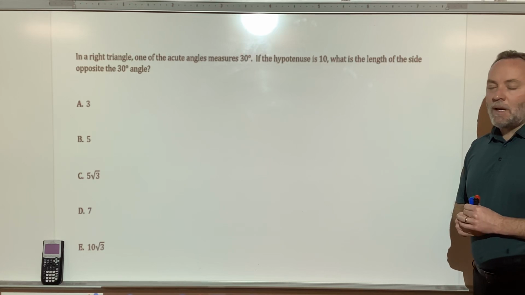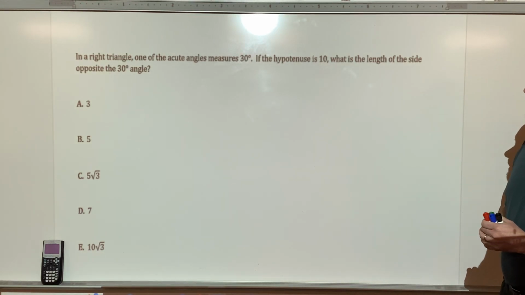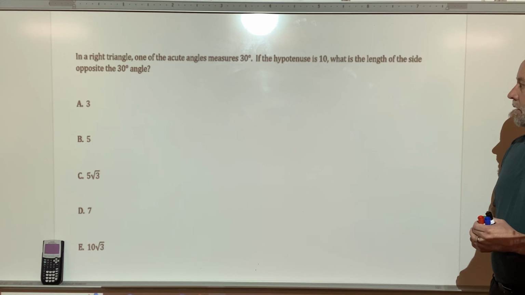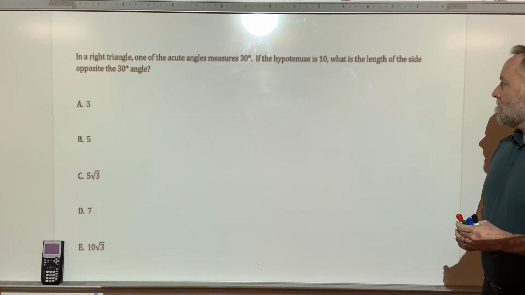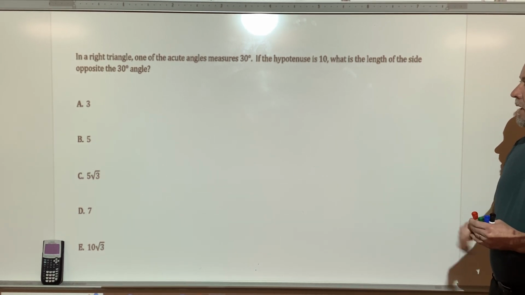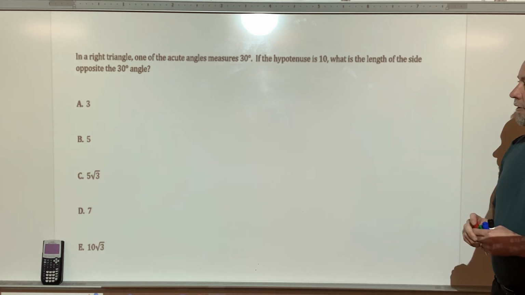This question is a trigonometry question. It says, in a right triangle, one of the acute angles measures 30 degrees. If the hypotenuse is 10, what is the length of the side opposite the 30-degree angle?